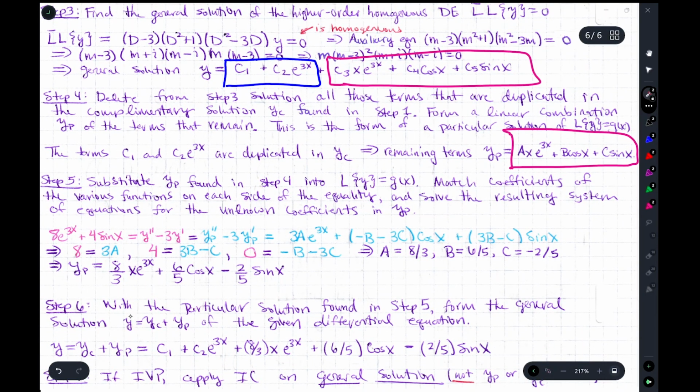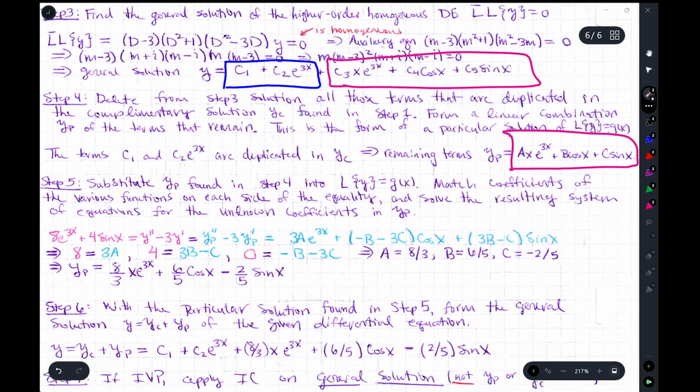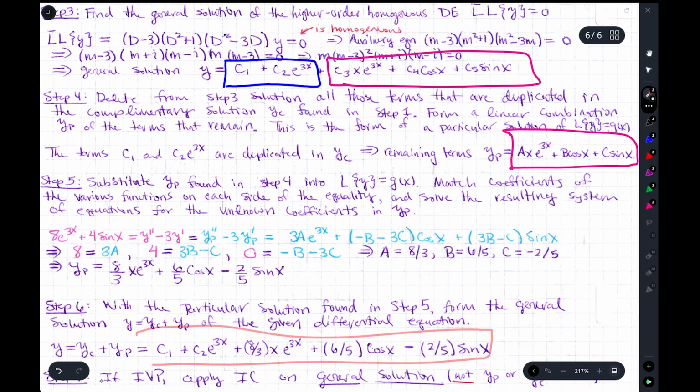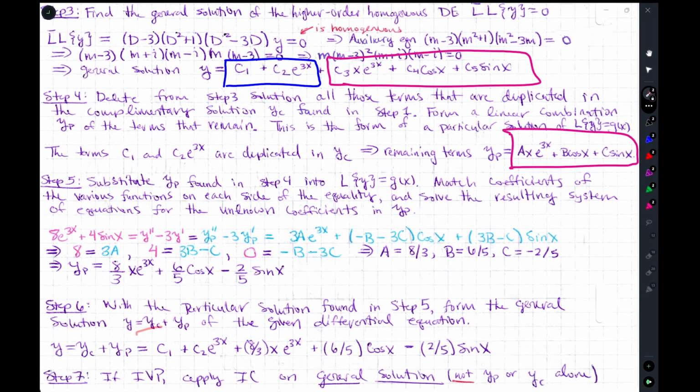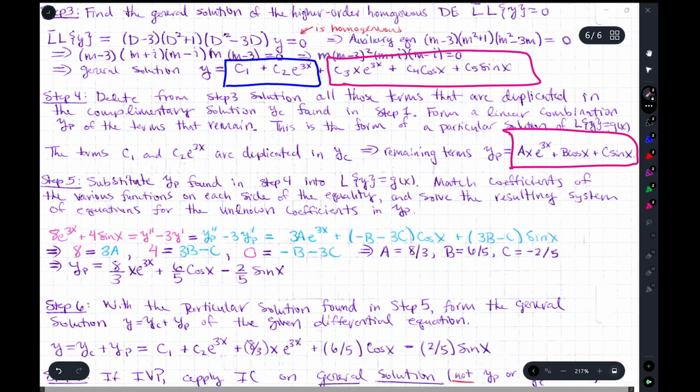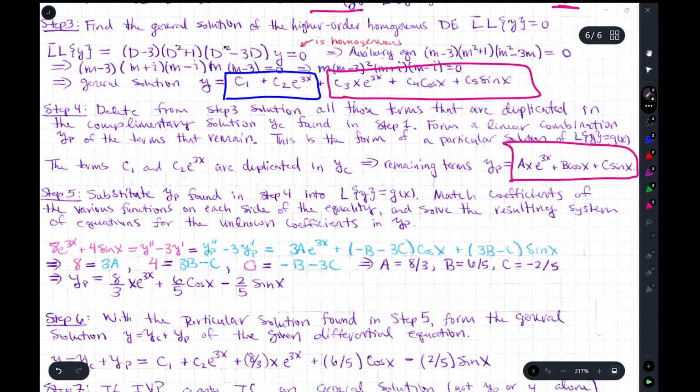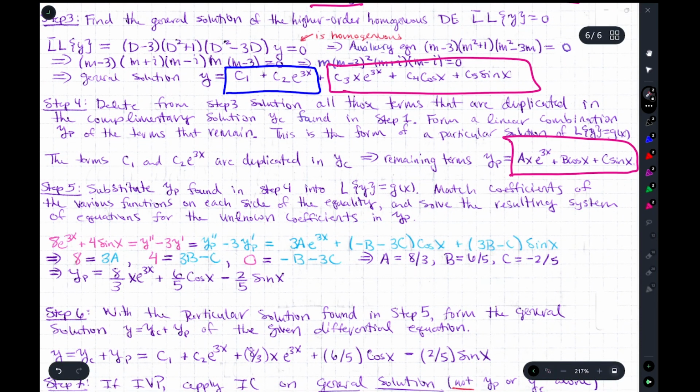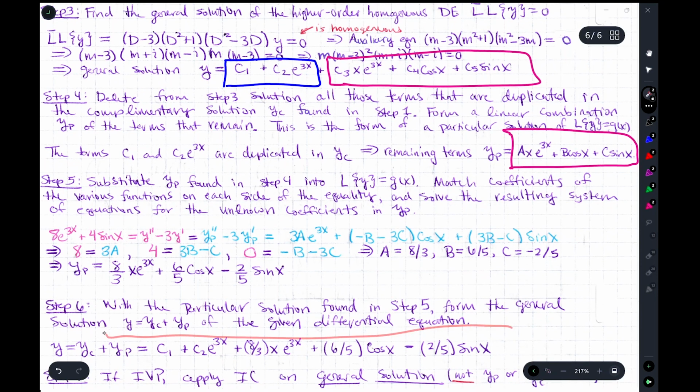And finally, step 6, with the particular solution found in step 5, form the general solution. This also looks familiar. So here we have the complementary function, and here we have the particular function. And this gives us our general solution. And then this final step, step 7, if IVP, initial value problem, or boundary value problem even, apply the initial conditions or boundary conditions on the general solution. And here I write to emphasize not on YP or YC. You apply it to this whole thing.